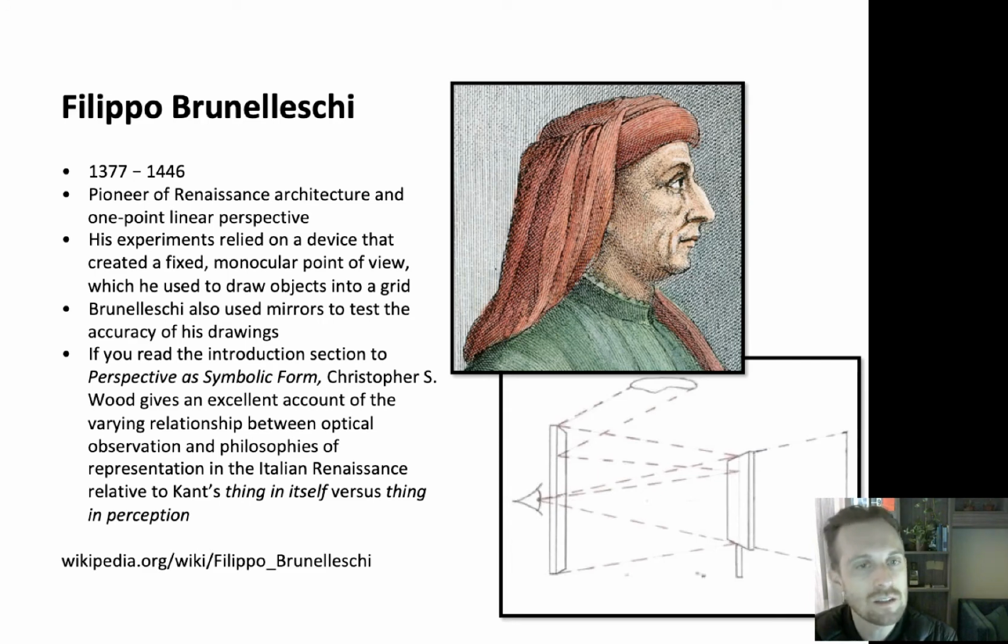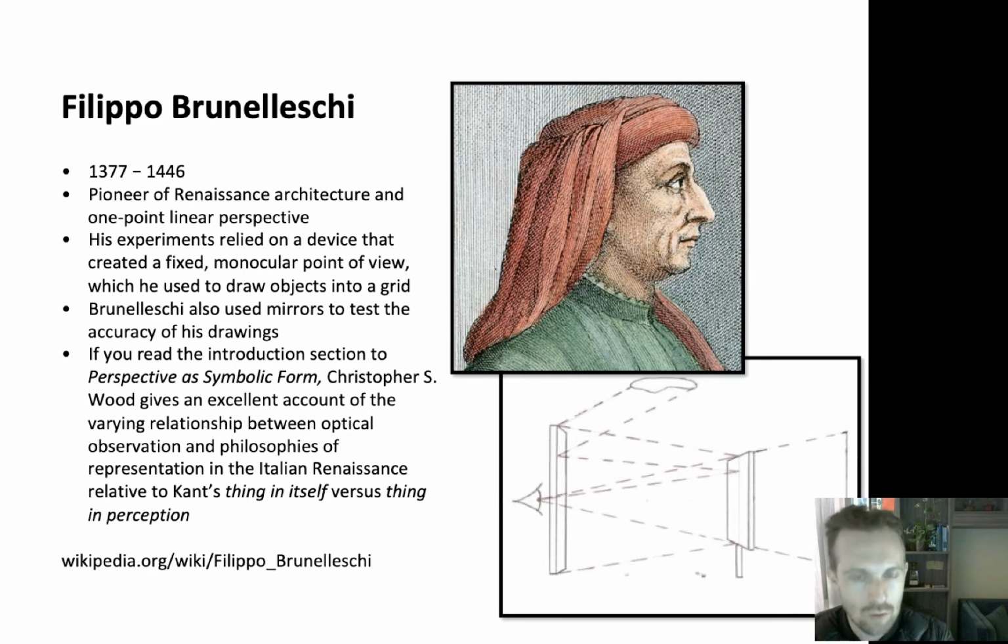And Brunelleschi used this device to draw objects on a grid. He also used mirrors to test the accuracy of his drawings. And again, if you go back to Christopher Wood's introduction to Perspective as Symbolic Form, he gives an excellent account of the varying relationships between optical observation and the philosophies of representation that were occurring in the Italian Renaissance at this time, relevant also to the philosophies of Immanuel Kant and the thing in itself being the object as it exists, versus the thing in perception, the object that we can perceive.